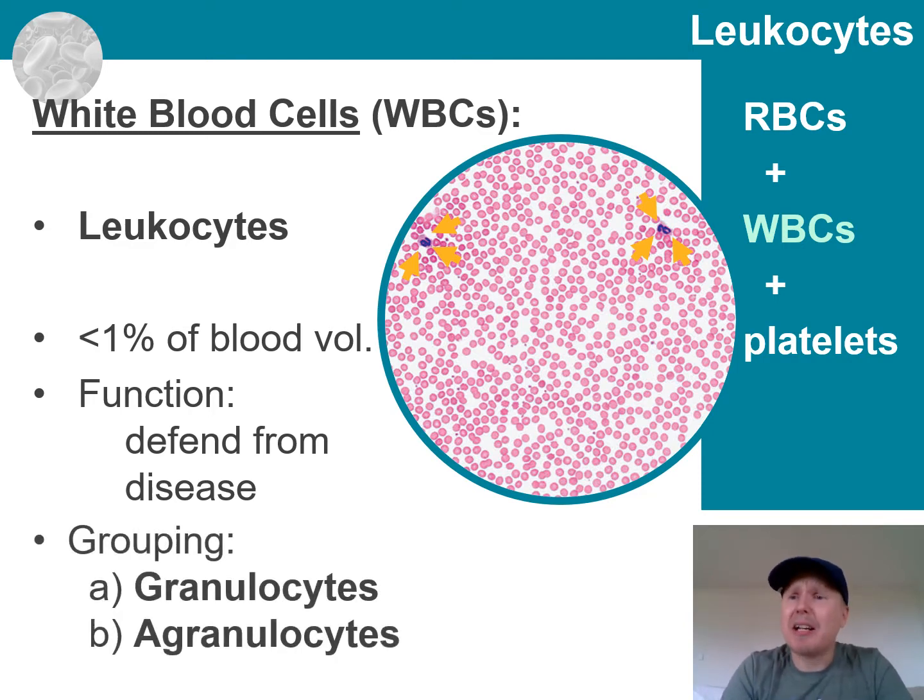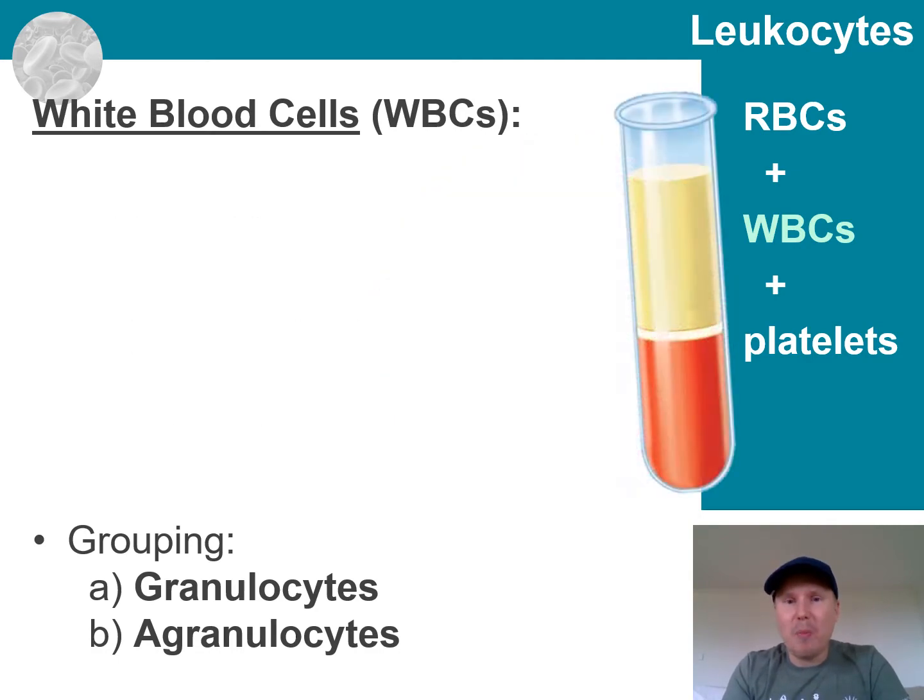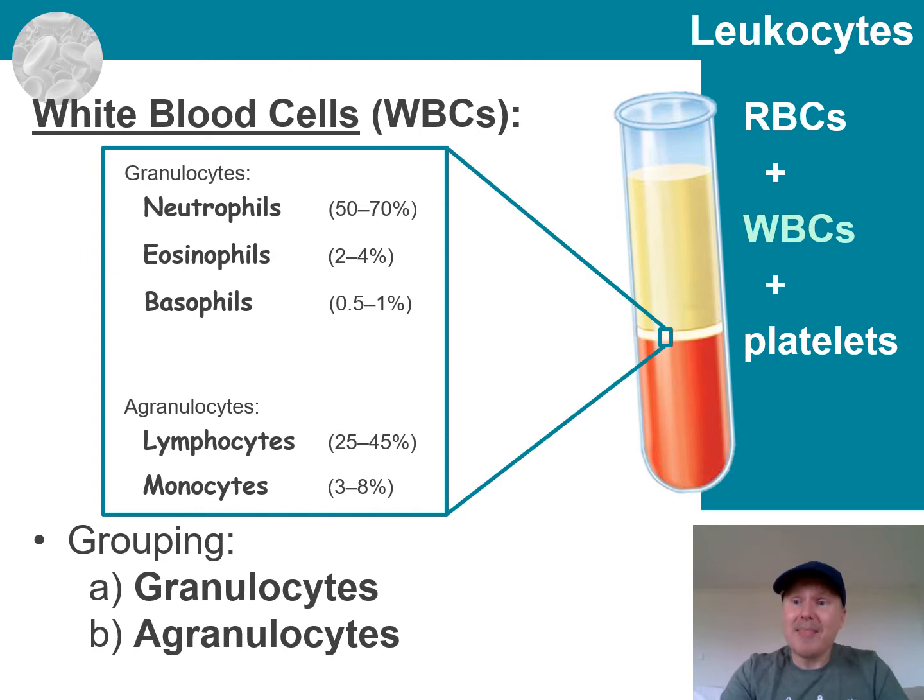White blood cells are classified based on whether they have granules or not in the cytoplasm. What I would like us to do next is to look at the different types of white blood cells that we have. So let's have a look. Here we have these white blood cell types grouped based on whether they have granules in the cytoplasm or not.